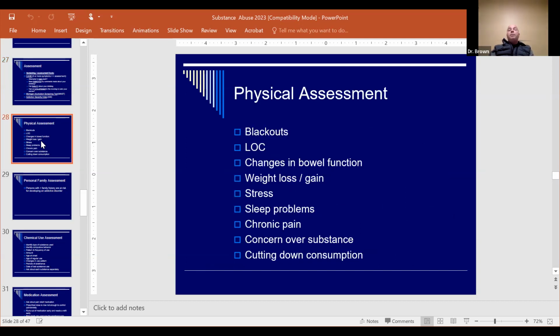So when you're talking to somebody that is an alcoholic, you want to ask them, have there been blackouts? Have they had loss of consciousness, changes in bowel function, loss or gain, sleep problems, all of those questions on there. Okay. Blackouts is very concerning.